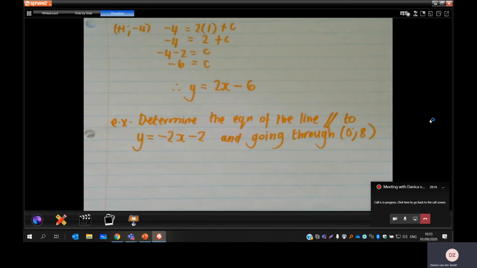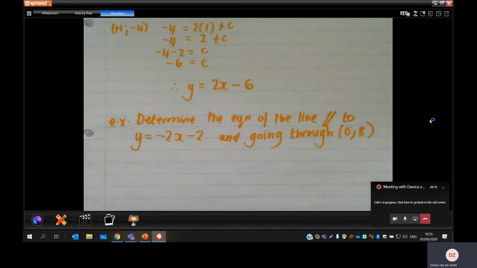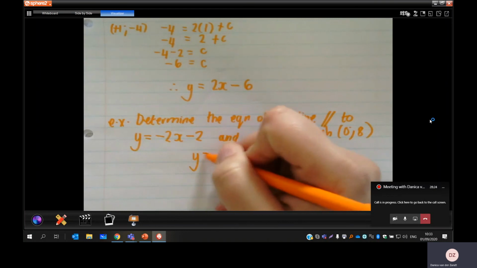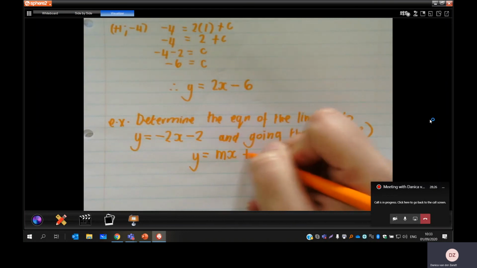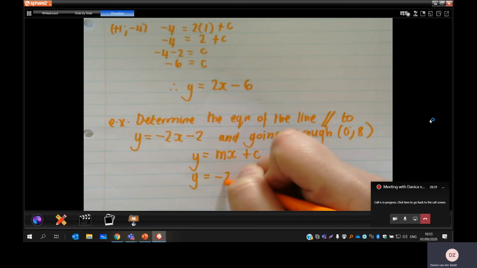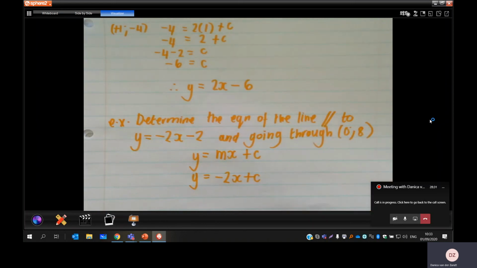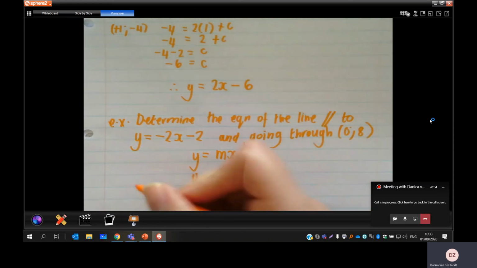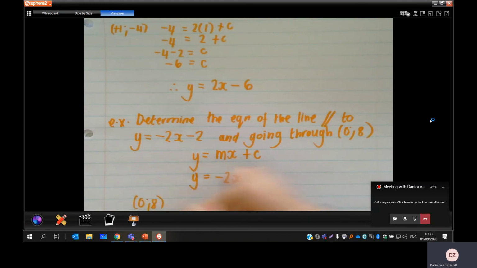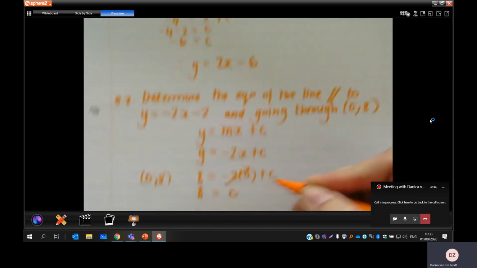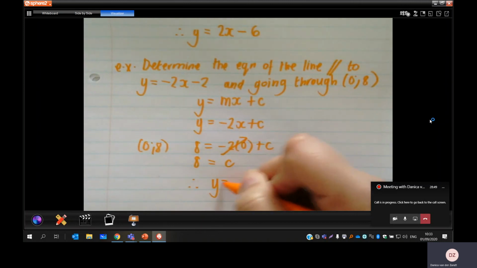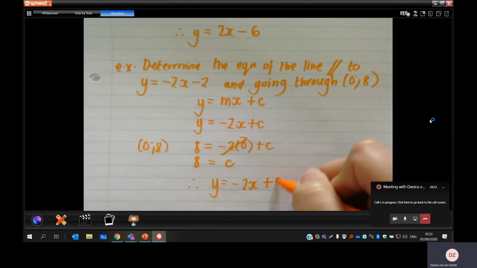Okay, you should be done. That was my original line. What is my goal? My goal is y equals mx plus c. What is my new gradient of the new line? Negative 2x plus c. What am I going to do with that 0, 8 coordinate? Minus 2 times 0 is just 0, so c is equal to 8. Therefore, my equation is y equals negative 2x plus 8.